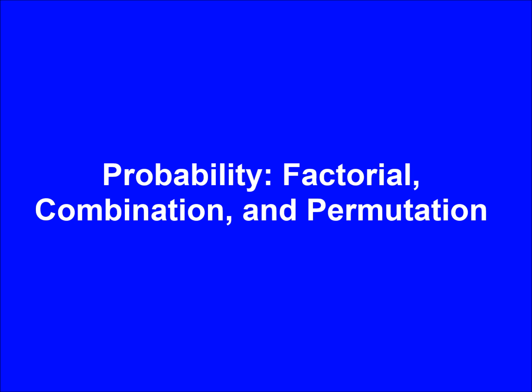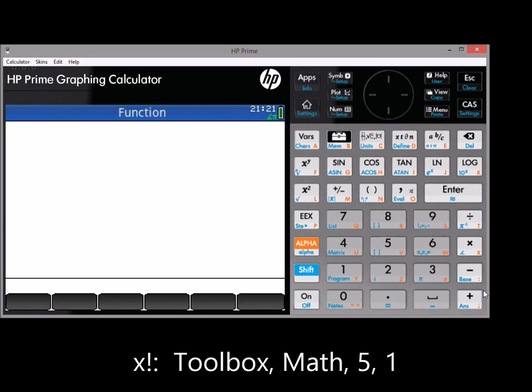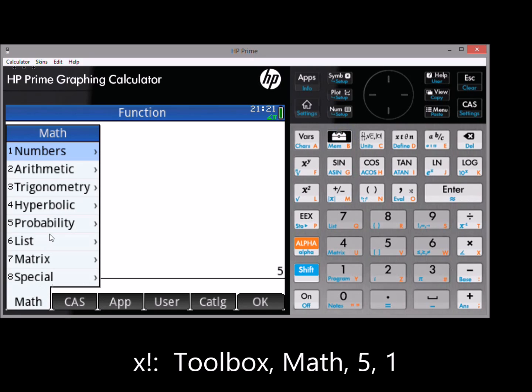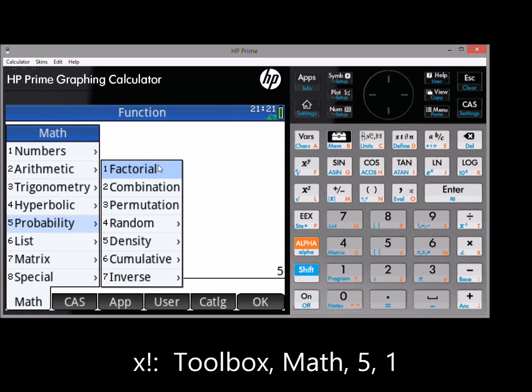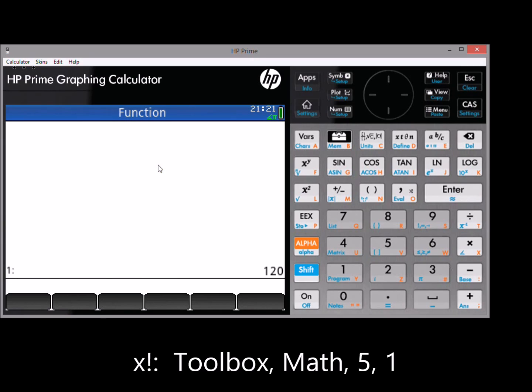Probability, factorial, combination, and permutation. The factorial function is a one argument function. It will take the factorial of whatever is on the first stack level. So for example, 5 factorial, I will put 5 on the first level of the stack, then I will hit toolbox, the math submenu, probability, option 1 factorial, and the factorial is calculated for me. This would be the same as me calculating 5 times 4 times 3 times 2 times 1.